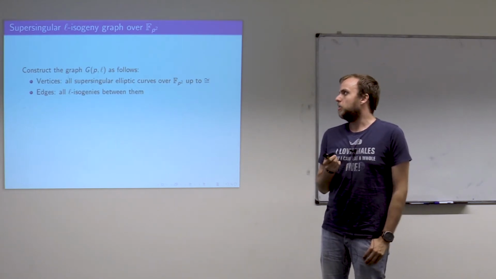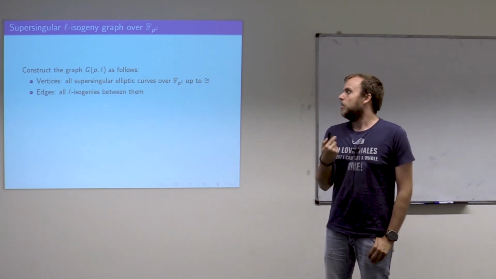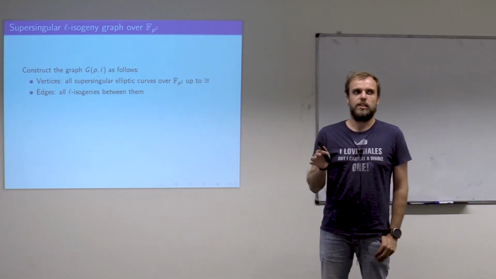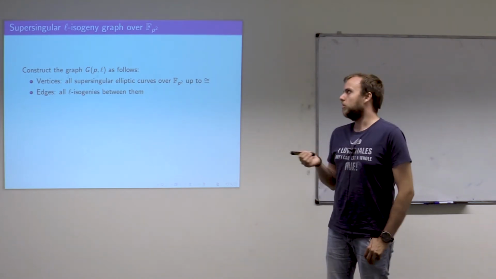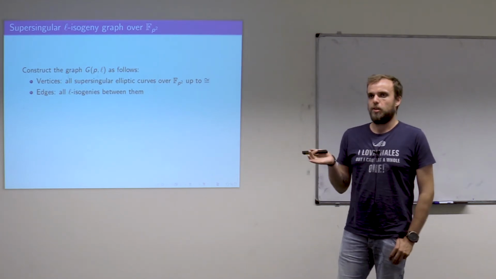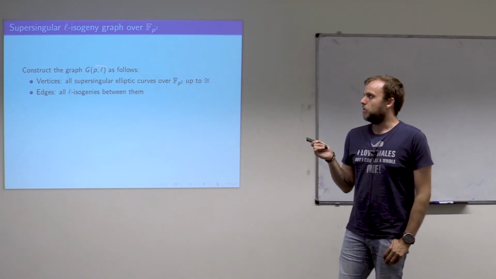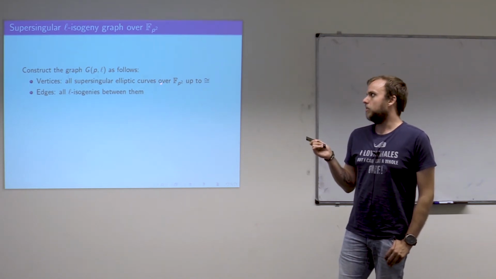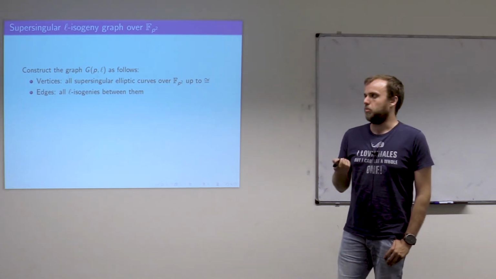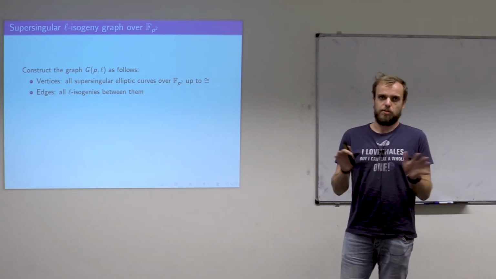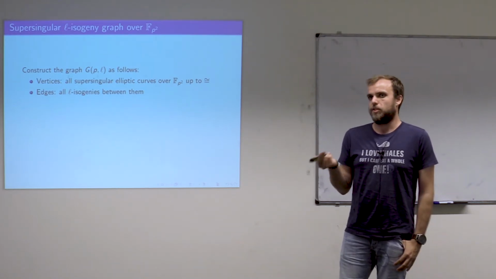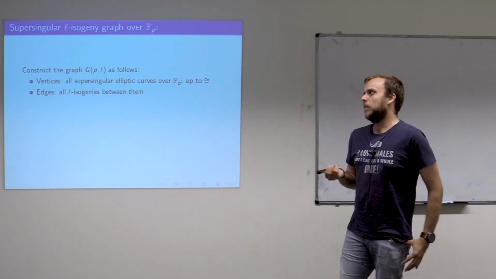Now, how can we create an expander graph from elliptic curves? First of all, we will fix a prime field to work over, F_p squared, typically 256 bits if you want some sort of security. We will also fix a small number L, typically a small prime like 2 or 3. And the vertices will be all the supersingular elliptic curves over this field up to isomorphism. And the edges will be all the L-isogenies between them. Now, what's an isogeny? This is basically some sort of very special, nicely behaving map. And L-isogeny means the kernel is of size L, which is all you need to know for now, really.